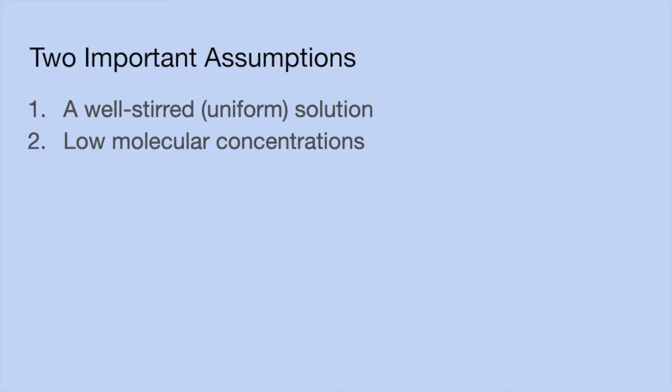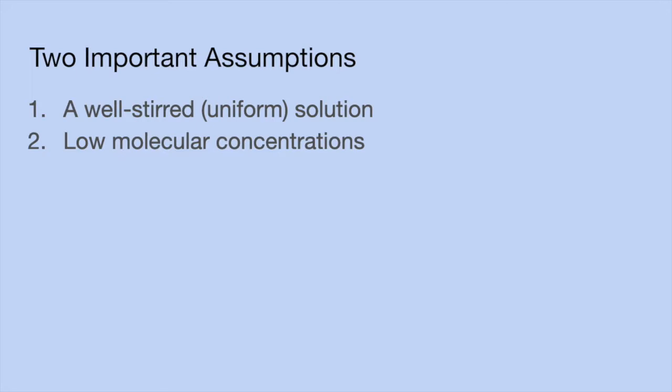There are two important assumptions that we must have in order for the law of mass action to be accurate. First, we must have a well-stirred or uniform solution, and the second is we must have low molecular concentrations of the reactants. We must have the first condition of uniform solutions because large variations between the spatial regions between reactants may lead to gradients and waves.